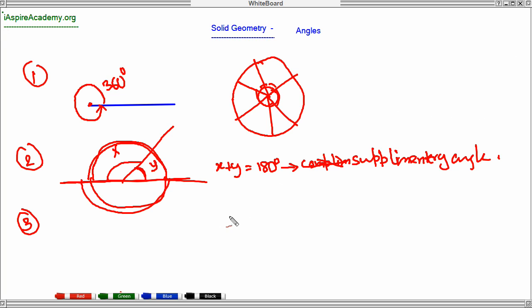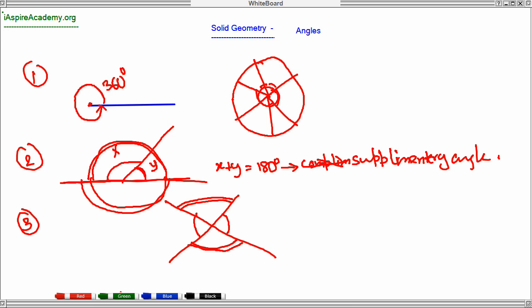So rule number three is, if two lines intersect, then this angle is equal to this angle, and this angle is equal to this angle. So those two opposite angles are the same. Now you can easily prove that if you want to prove it.